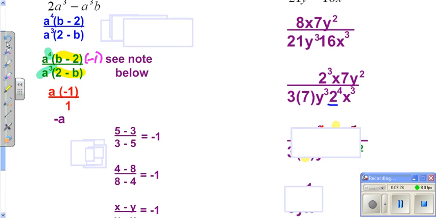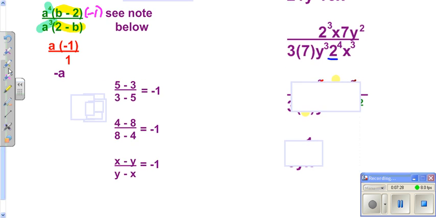Now that we have everything simplified as far as it can go, we can look to see what we can cross out on the top and the bottom. Now you'll notice we have a 7 on the top and a 7 on the bottom. You also notice that we have a 2 to a power on the bottom and a 2 to a power on the top. Which one has more 2's, the top or the bottom? Well, the bottom does. It has one more, so I'm going to put an exponent of 1 here, and then I'm going to cross this out up here.